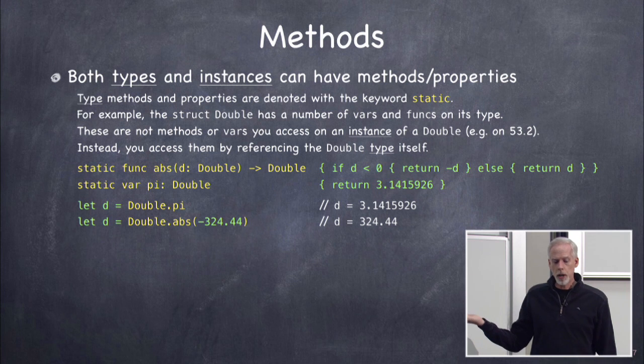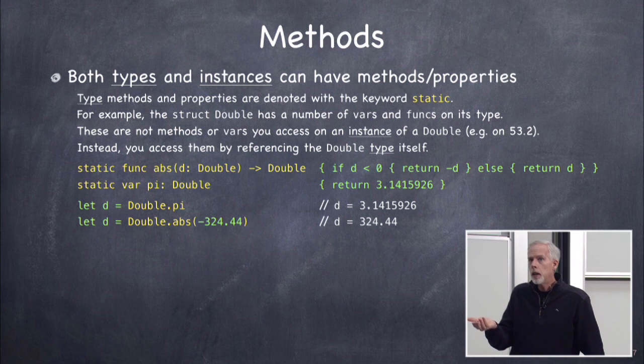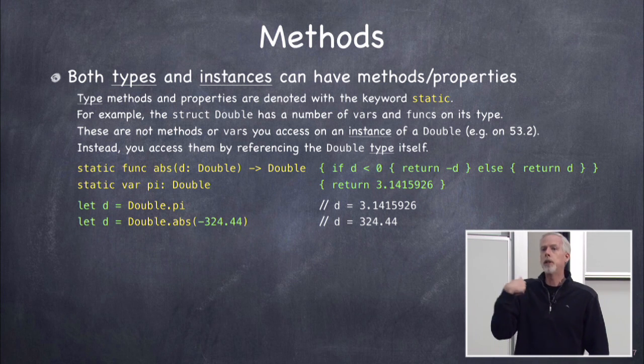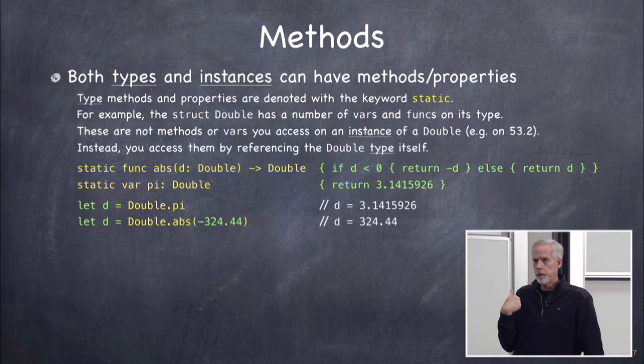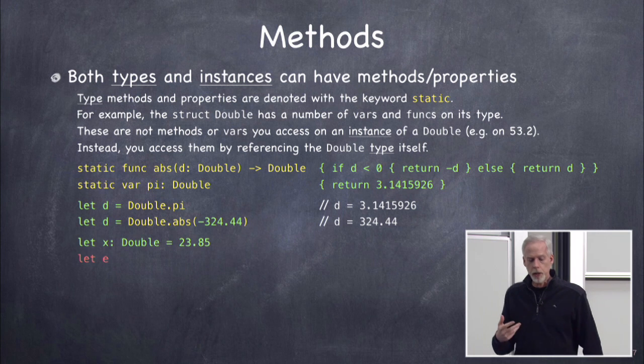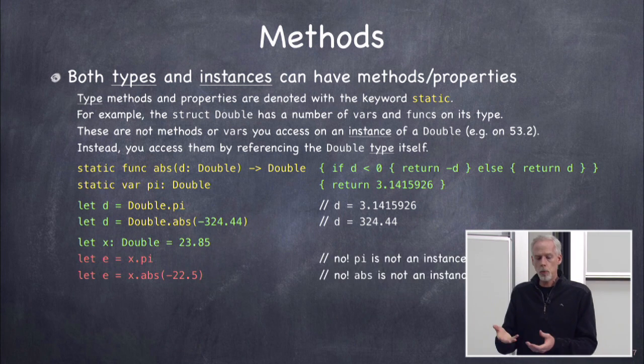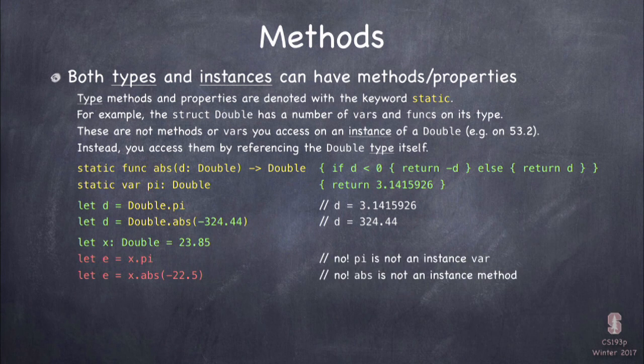It also has other methods like abs. Abs takes a double value and returns the absolute value of it. That is on the type. You say double.abs, double.pi. As opposed to, for example, if I had a double, like I let x equal 23.85, so x is now a double, I can't say x.pi, because x is an instance of a double. You see the difference between trying to send pi to an instance, versus sending pi to the type double.